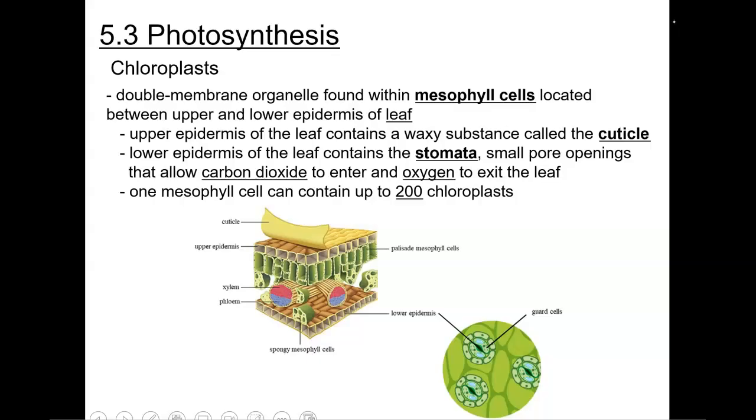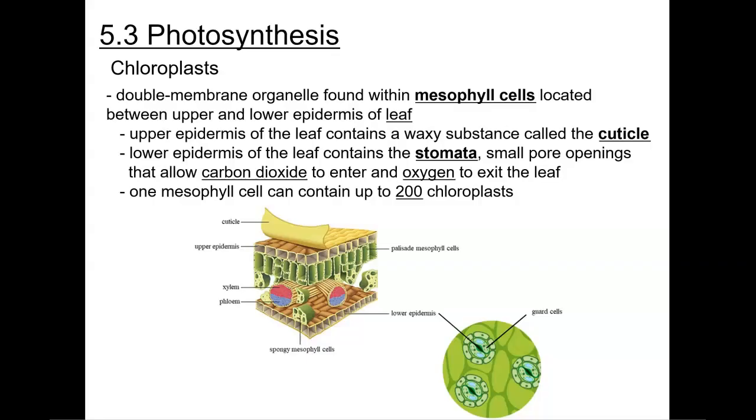So like I brought up, the capturing organelle is going to be the chloroplast. It's a double membrane organelle that's found within the mesophyll cells that are located between the upper and lower epidermis of a leaf. Now, the upper epidermis of the leaf is going to contain a waxy substance called the cuticle. That's very important because it's going to keep the plant leaf from drying out. So it helps keep it from desiccation. Desiccation's drying out.